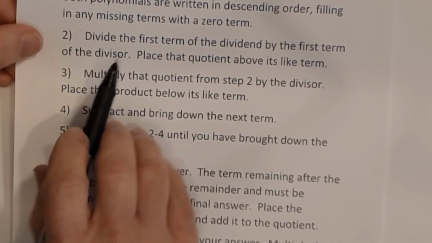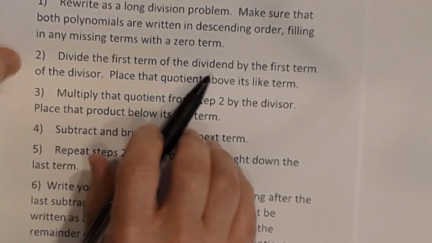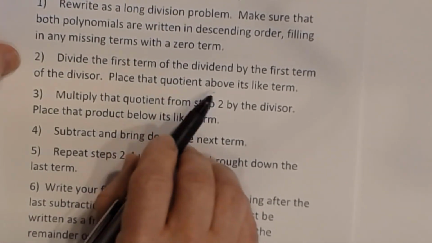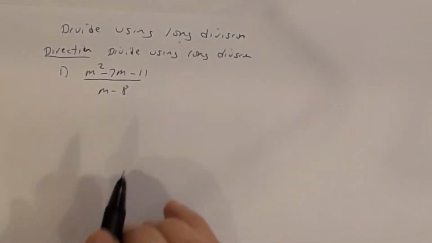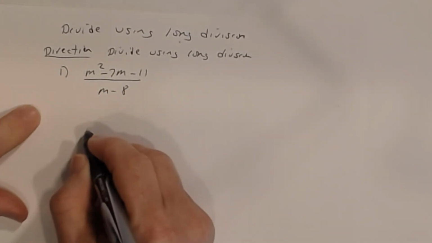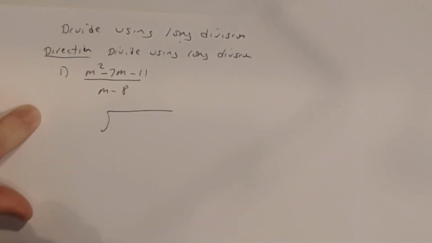Step number two, divide the first term of the dividend by the first term of the divisor, and you're going to place the quotient above its like term. All right, now here's what that means. First of all, you're going to rewrite this using that long division format.